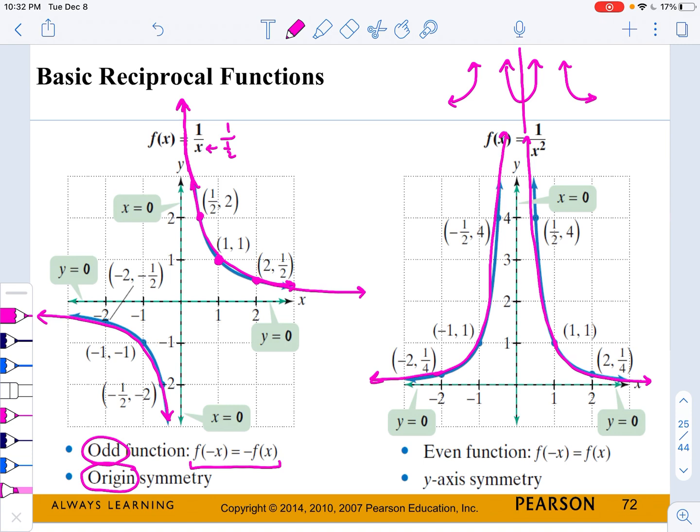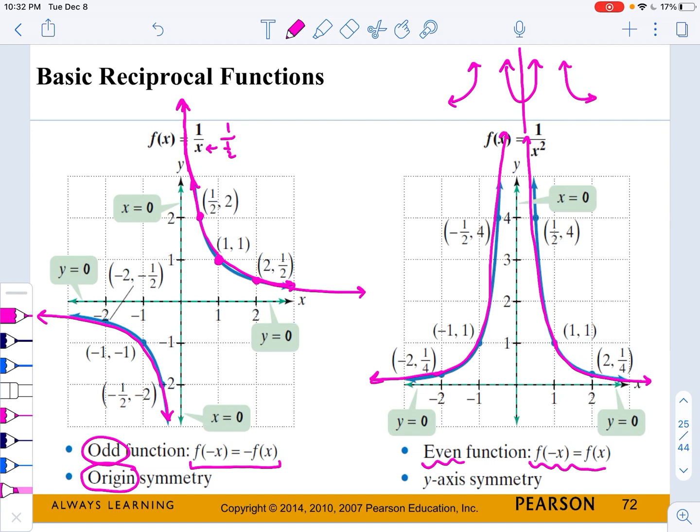Again, this is looking at even and odd functions. This would be an even function. That is what happens when your f of negative x is the same thing as your given function, f of x. And we can also state that it has y-axis symmetry. So whatever's happening on the left-hand side is mirrored over to the right-hand side.